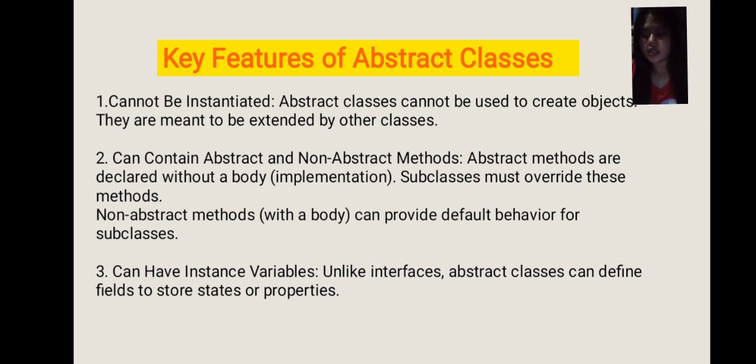Number 3. Can have instance variables. Unlike an interface, an abstract class can define fields to store states or properties, as specific pieces of data that belong to an object created from a class.